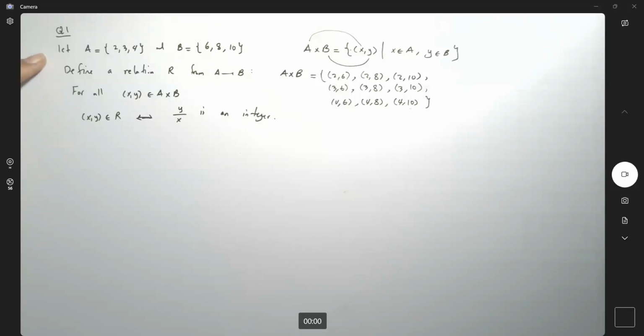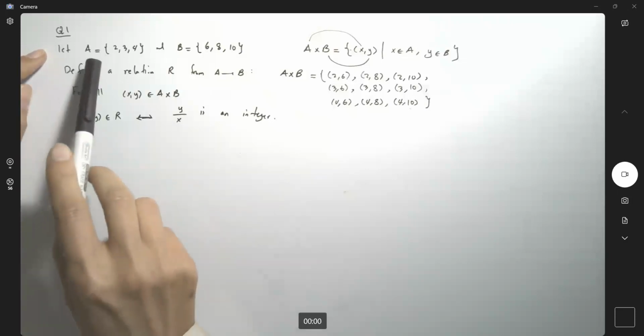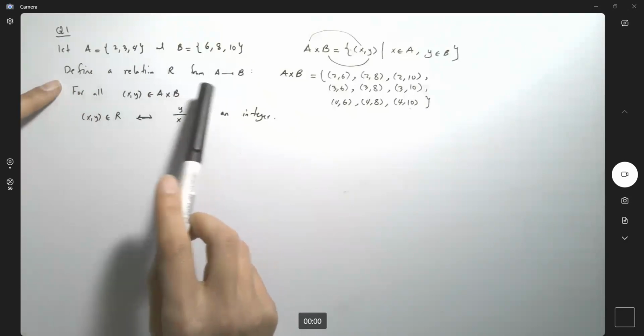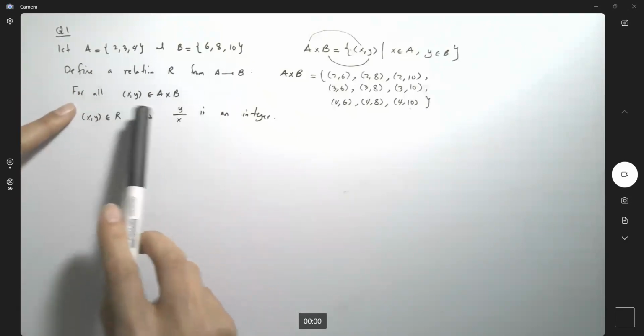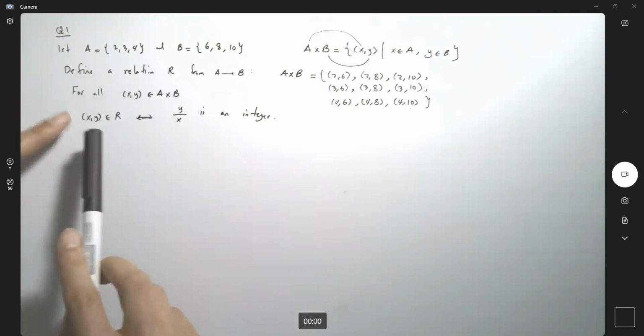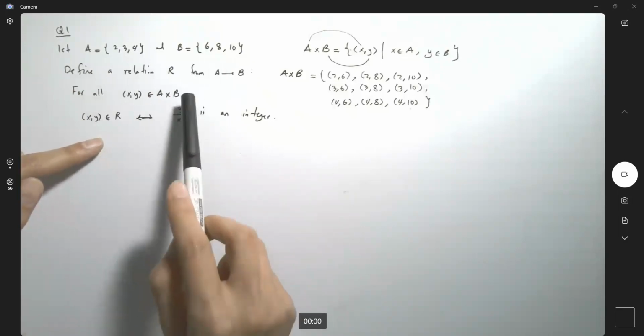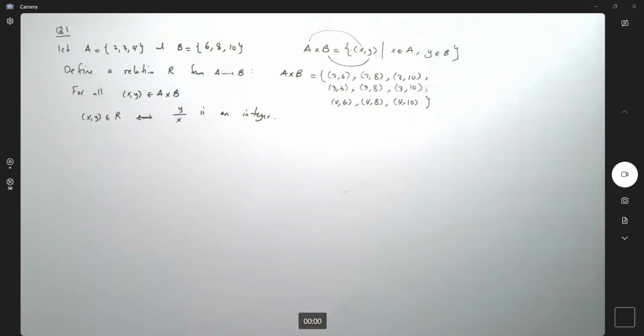We will be interested in using some arrow diagrams to visualize the relation that you have here. So you have two sets, set A and set B, and you define a relation between A and B this way. You say that X and Y is in that relation if and only if the division between Y and X is actually an integer.